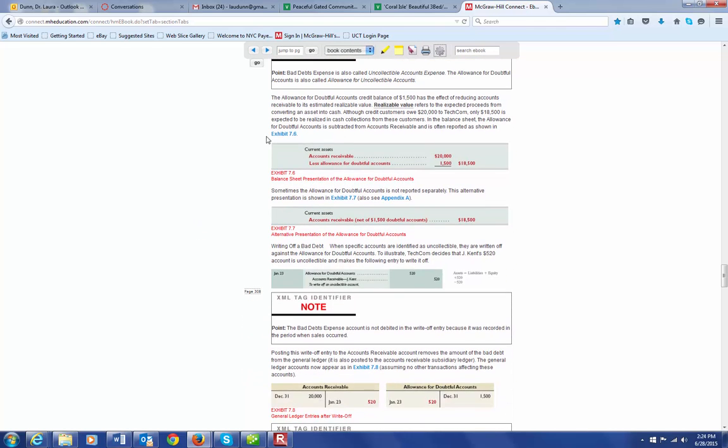So anyway, this goes on to explain different ways that it can be reported on your balance sheet and those kinds of things.